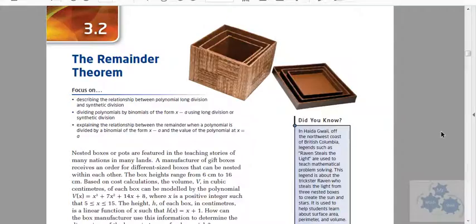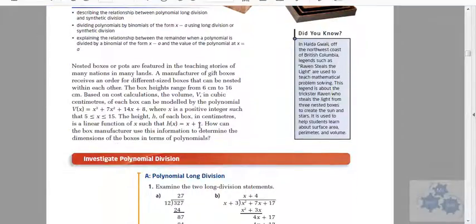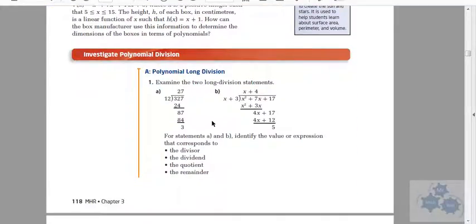Alright, so the lesson today is 3.2 Pre-Calculus 30, and it's titled the Remainder Theorem. Now we're going to get to the Remainder Theorem towards the end of the lesson. So what I want to do is just go over a few things with you that maybe you have forgotten. One of those things is polynomial long division.